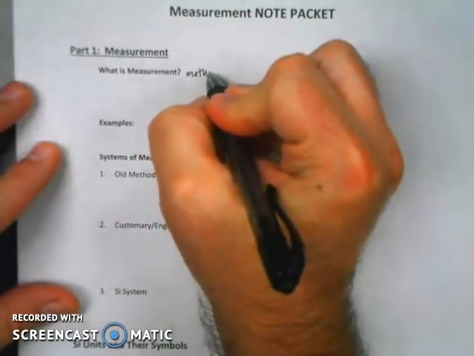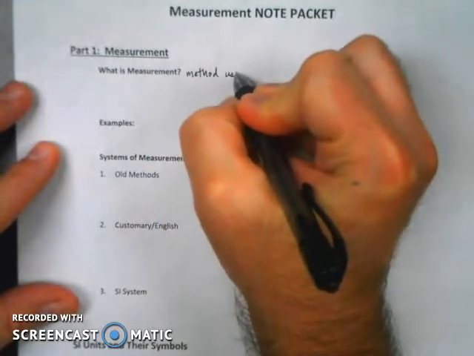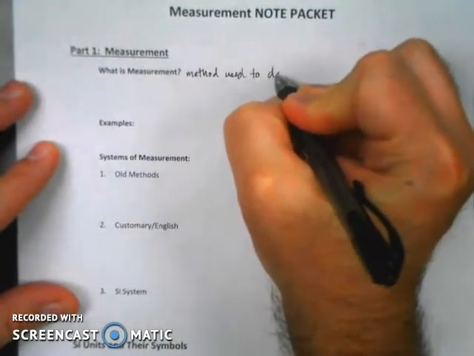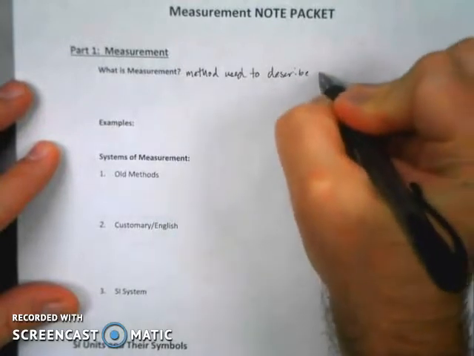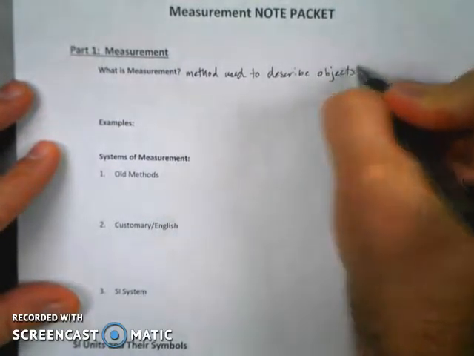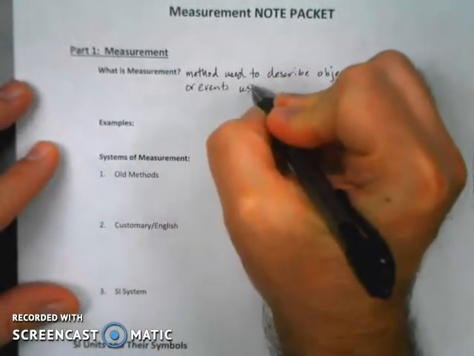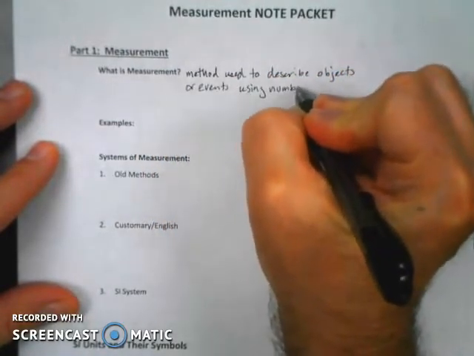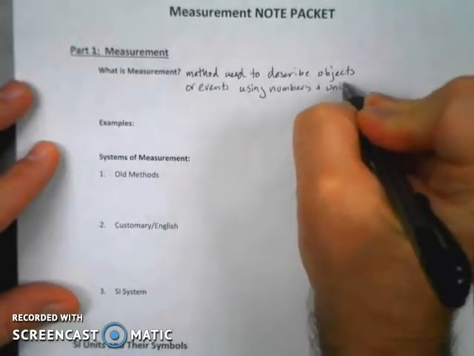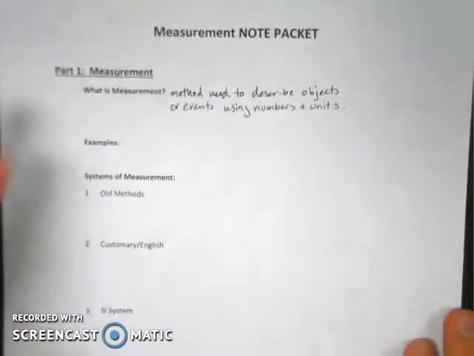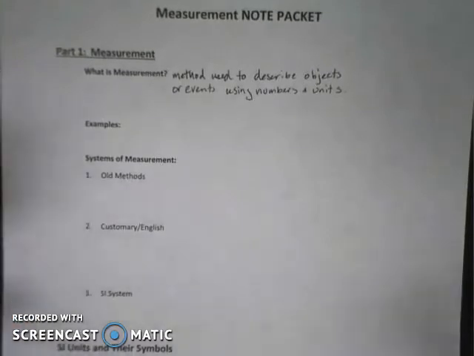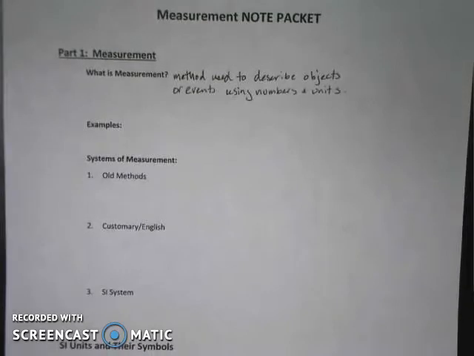And measurement can be defined as a method used to describe objects or events using numbers and units. So when we talk about objects, we're talking about a piece of matter, something that is physical, or events would be time. So we always have a number and then we have to have a unit that follows it.